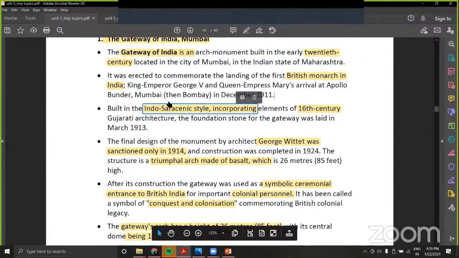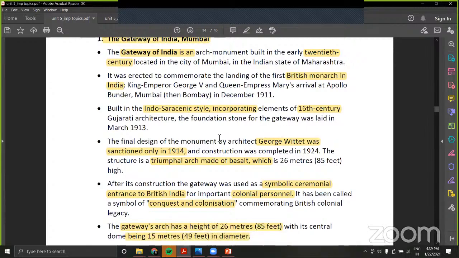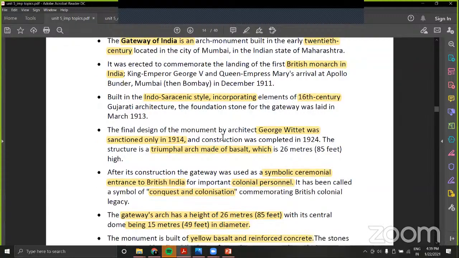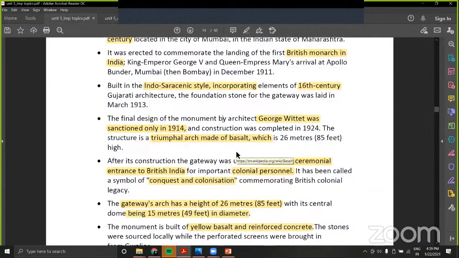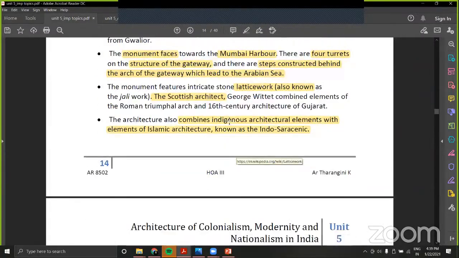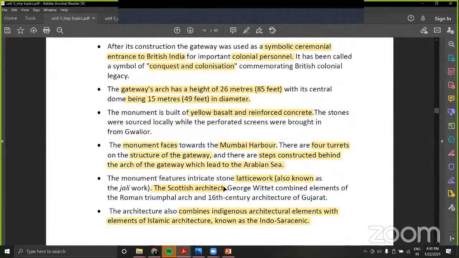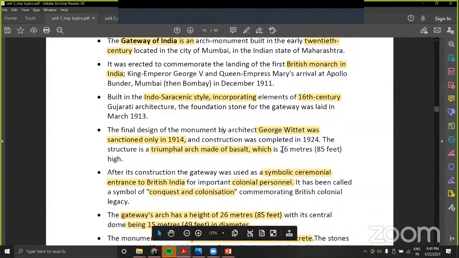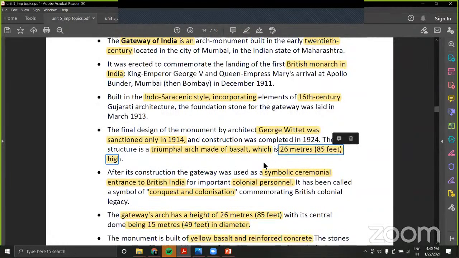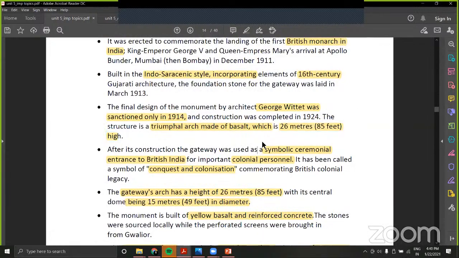The final design of the monument by architect George Wittet was sanctioned only in 1914 and construction was completed in 1924. It is a triumphal arch made of basalt, I have the picture here. This triumphal arch is 26 meters, 85 feet. Know all these measurements. I'm not sure they are asking, but it's better to know all these measurements.